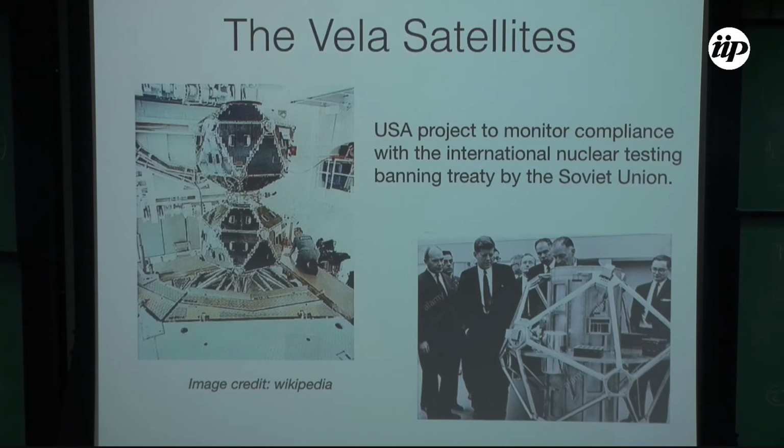Another important chapter in the saga of modern astrophysics is the Vela satellites that were launched in the 1970s to monitor compliance with a treaty banning international arms. It was signed between the United States and the Soviet Union. The Americans didn't trust the Soviets, so the Americans put a network of satellites that they launched into space.